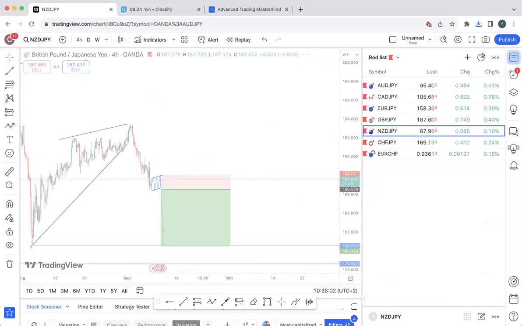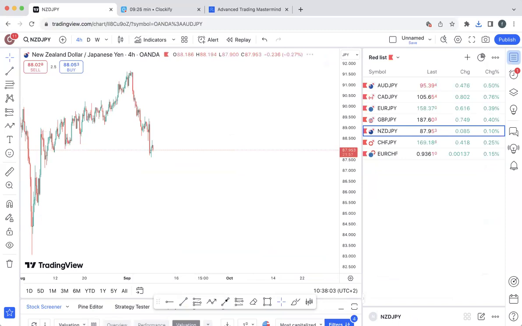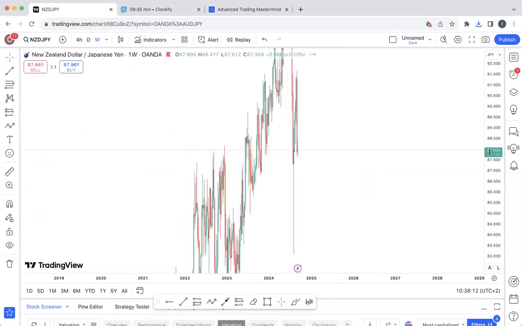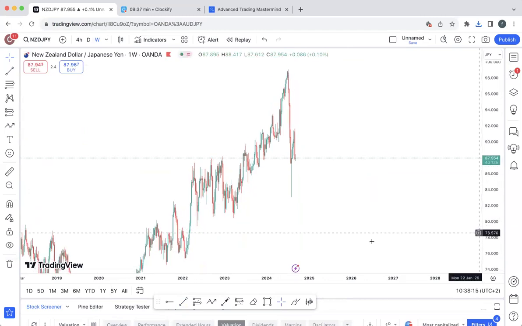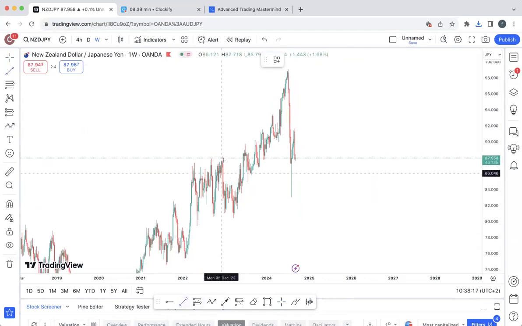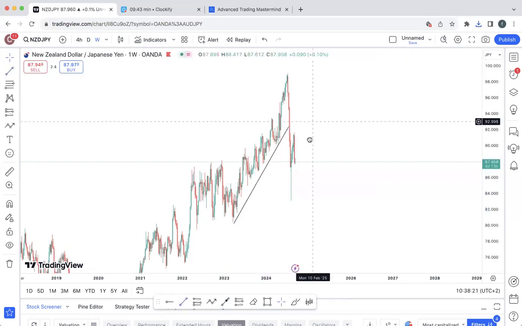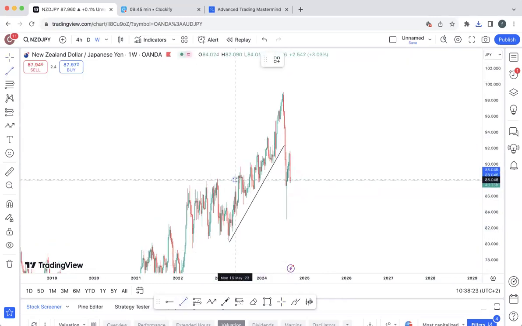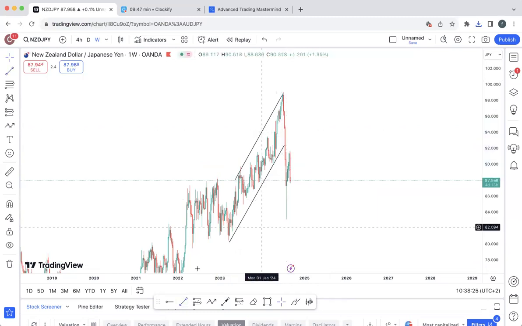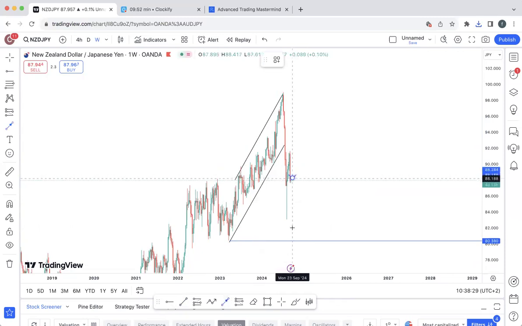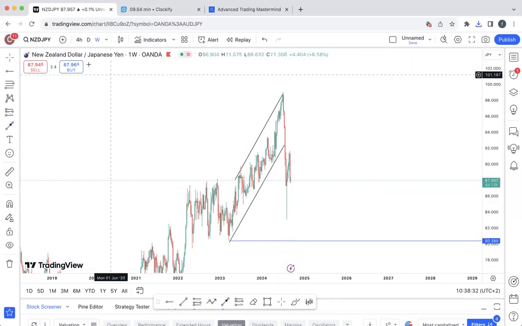Now the next one is going to be the New Zealand dollar over the Japanese yen. So this one, high time frame, price is coming from this impulsive movement down, and then this heavy ascending corrective structure that from the breakout. So this is having a high probability of continuing to impulse all the way to the downside.